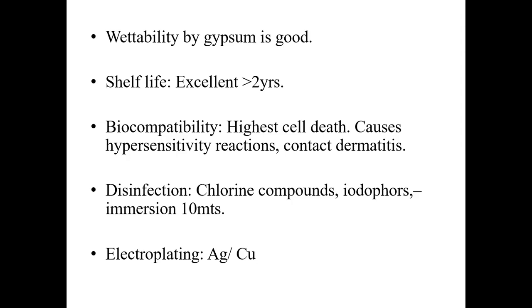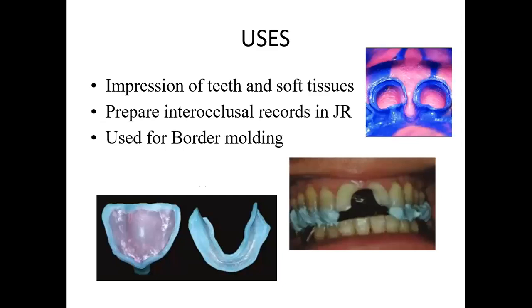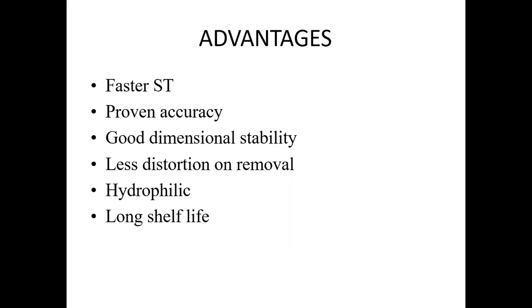Coming to the disinfection of this material, chlorine compounds or iodophors are used for disinfection of this impression. We disinfect it by immersion for 10 minutes. For electroplating, we can electroplate this impression using either silver or copper. Coming to the uses, this material is used for making impressions of teeth and soft tissues. It is also used to prepare interocclusal records and jaw relation, and it is used in single step border molding.